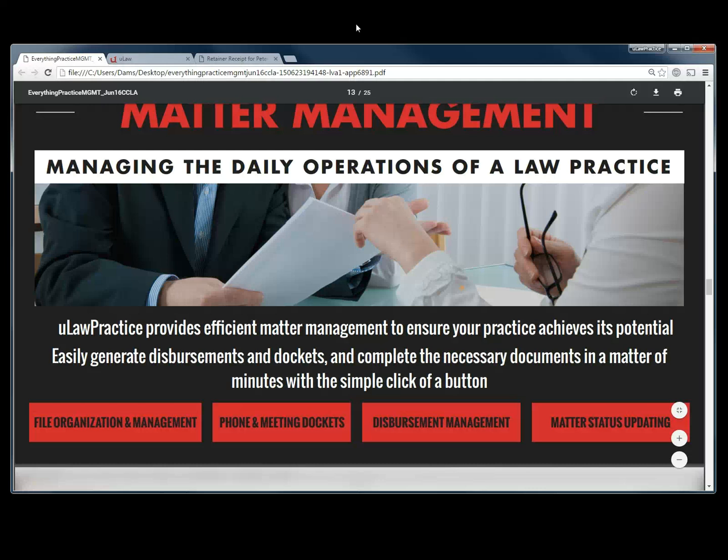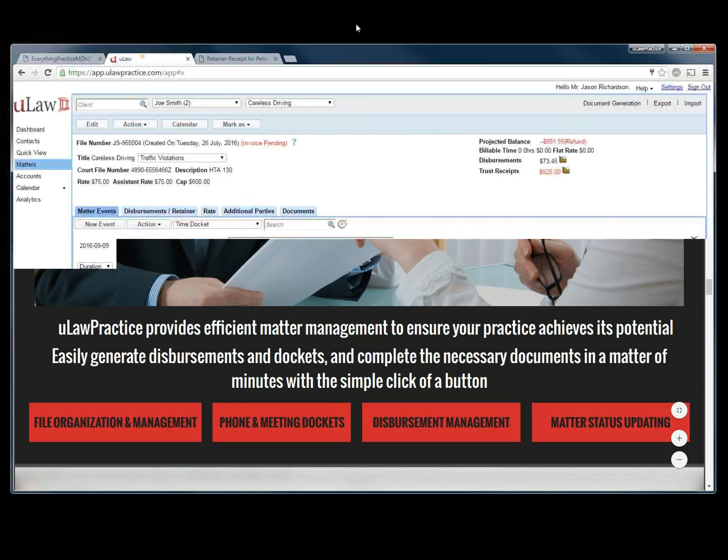So that's file organization. When it comes to dockets, there are about 4 or 5 ways of docketing. One is you want to docket on time. One, you want to docket on flat rate, but you still want to say how much time was spent. One, you want to docket as pro bono. And finally, you want to docket not for yourself, but for someone else. And let's quickly look at what a docket consists of.